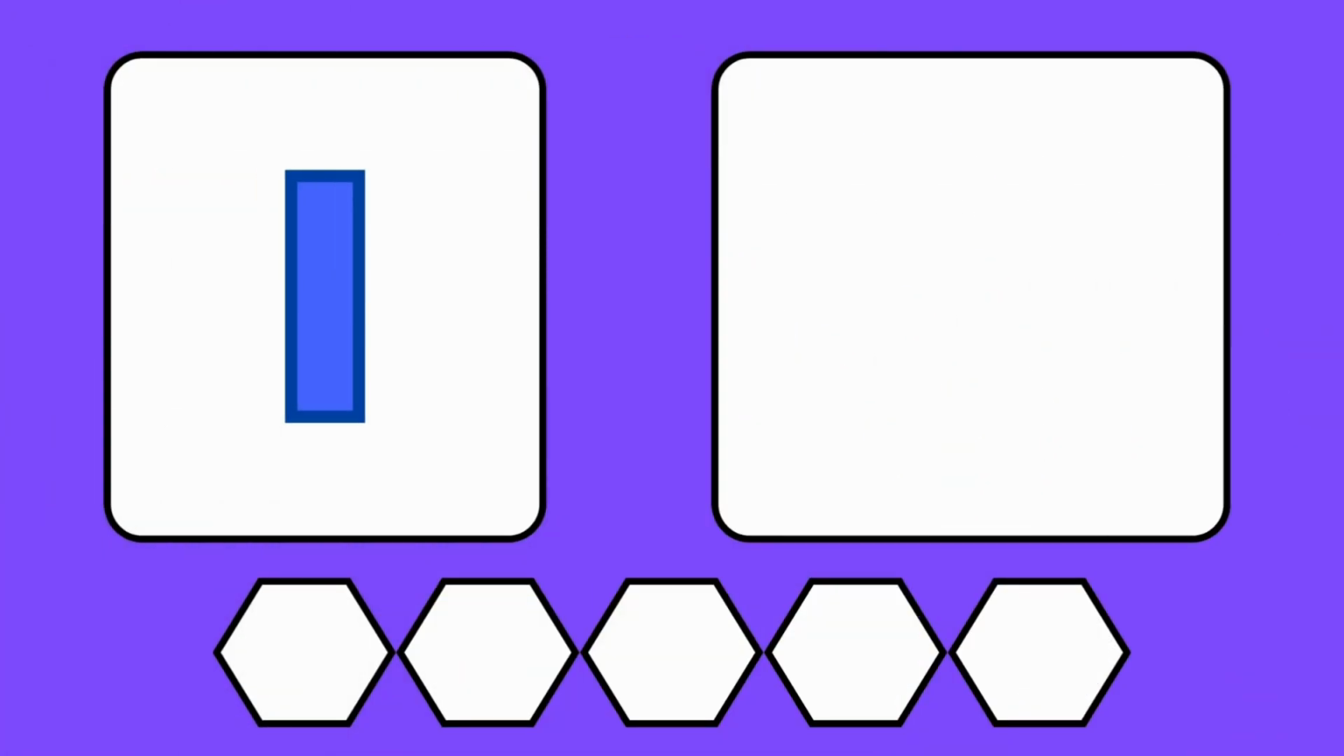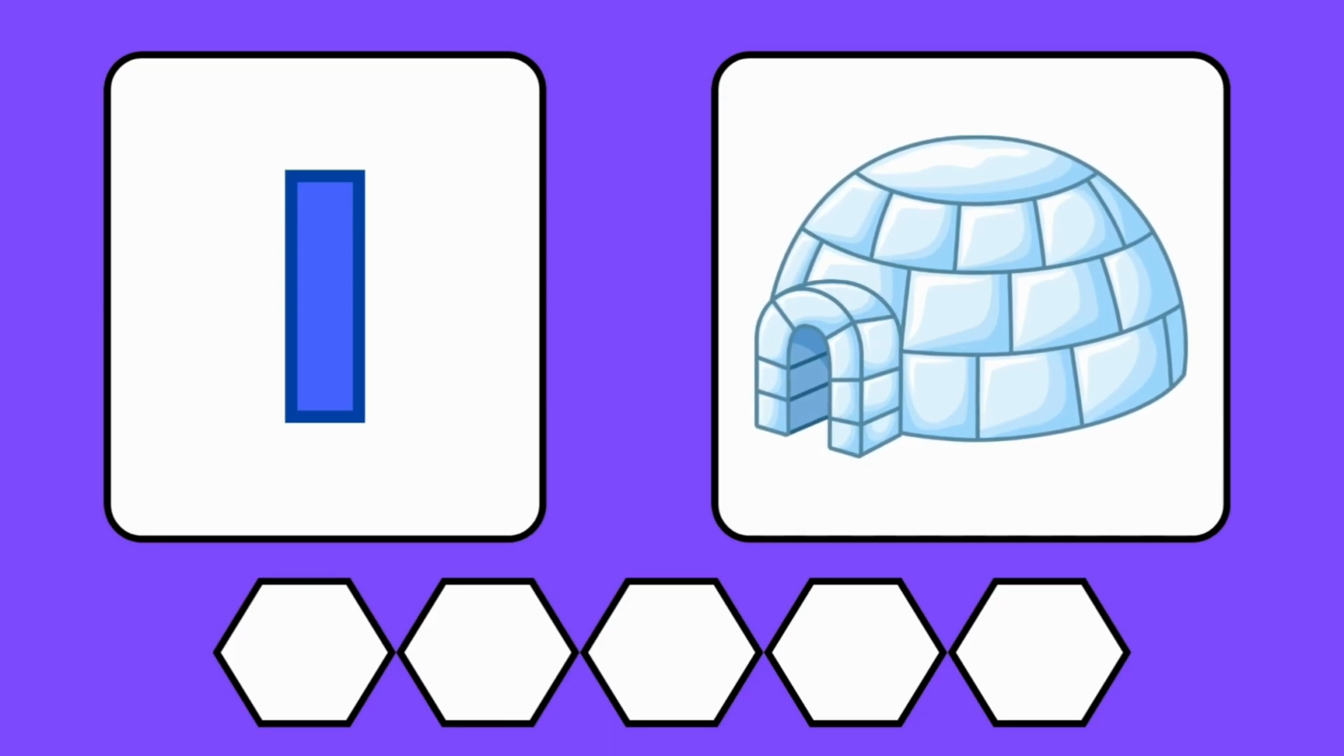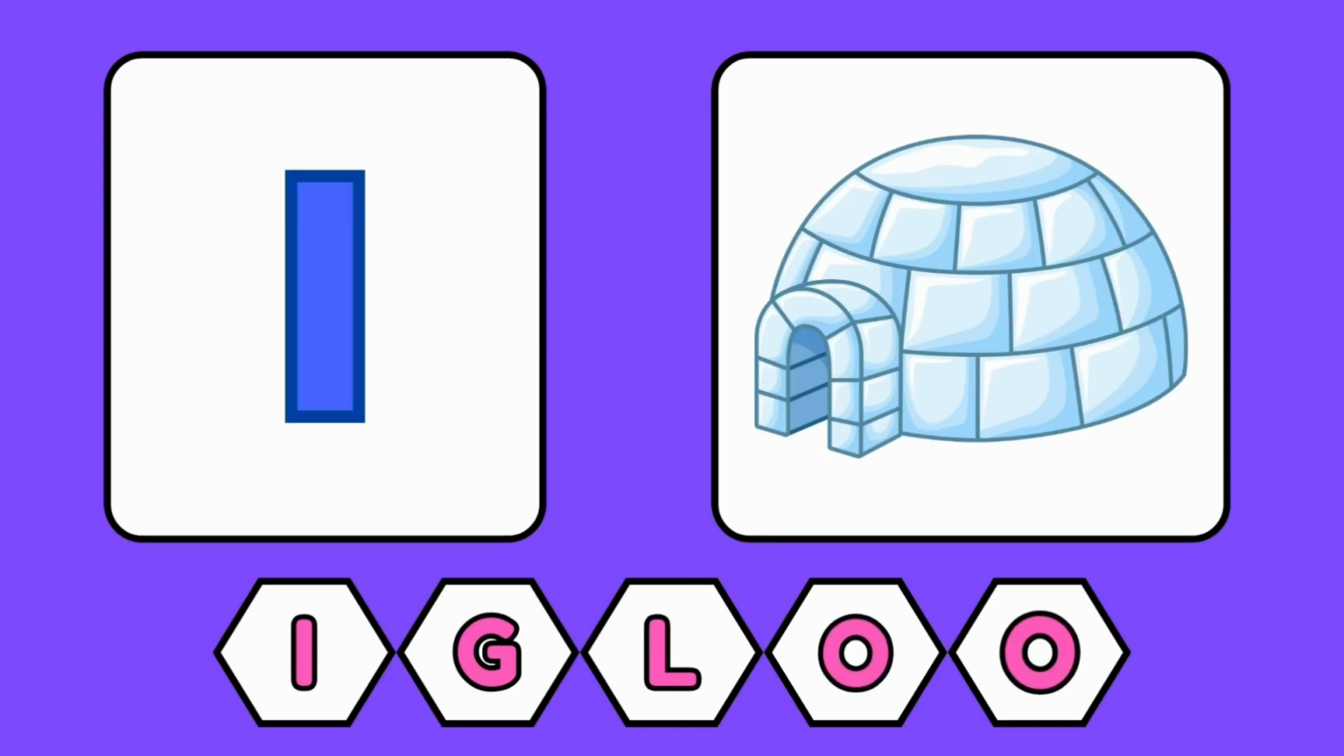I. I is for igloo. Let's spell it. I. G. L. O. O. Igloo.